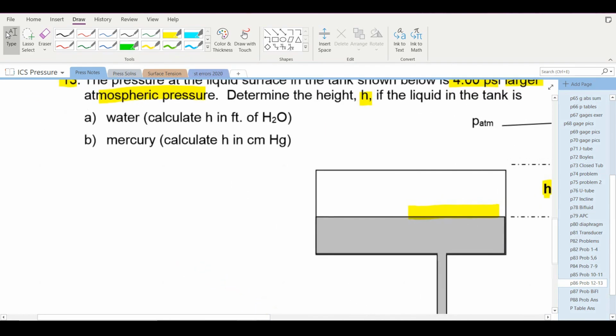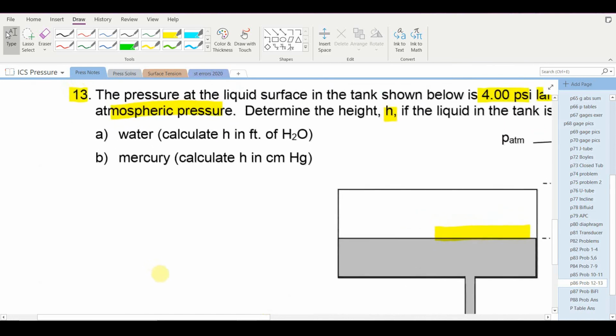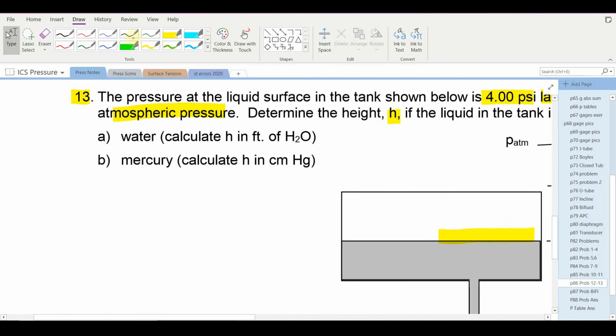And we're asked to calculate that, or convert it really, to feet of water. That's just a simple conversion problem. If you said 4.0 psi, and we're asked what is that as a height of water, just use atmospheric pressure as a conversion factor.